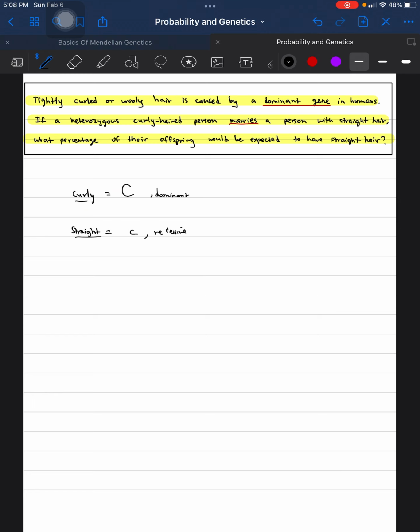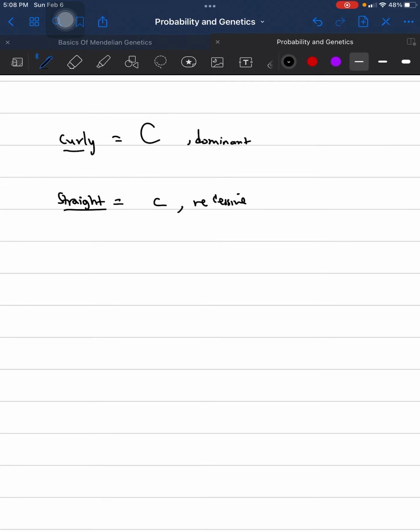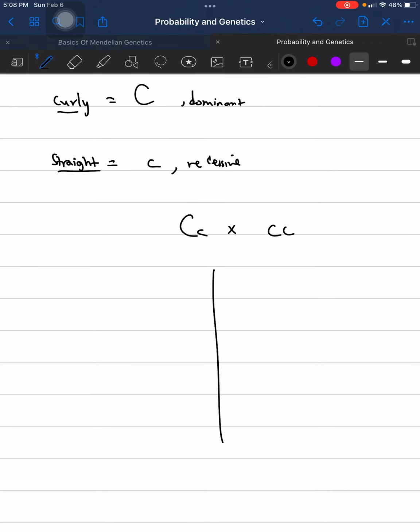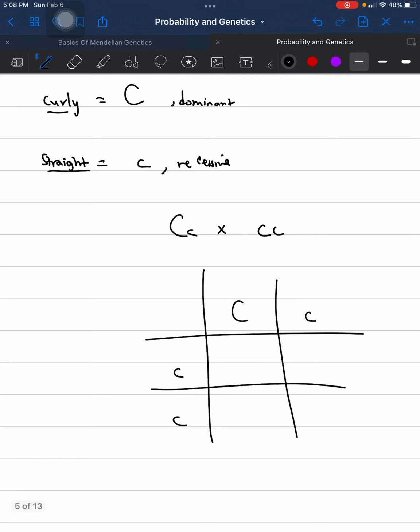So it says that a heterozygous curly-haired person marries a person with straight hair. So the person with straight hair is obviously a homozygote, since for straight hair, we need 2 recessive alleles. And what percentage of the offspring are expected to have straight hair? So we're crossing heterozygous curly times homozygous straight. So when we cross this, we get C, c, C, c.